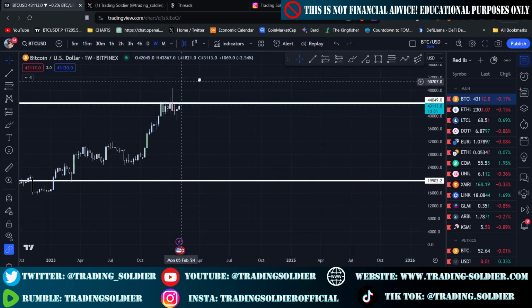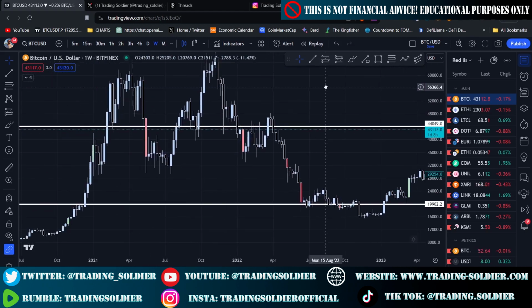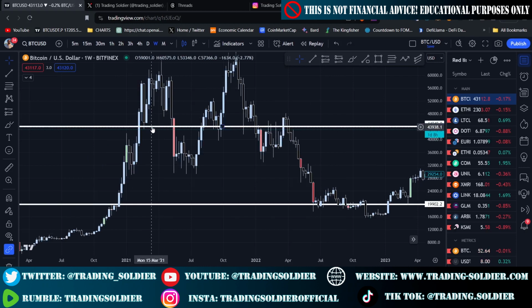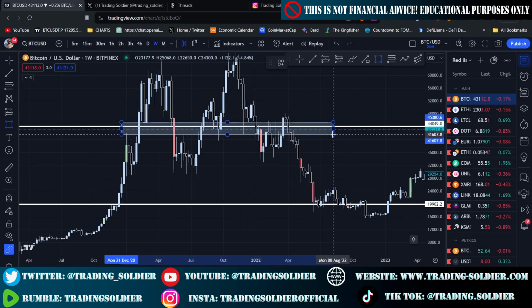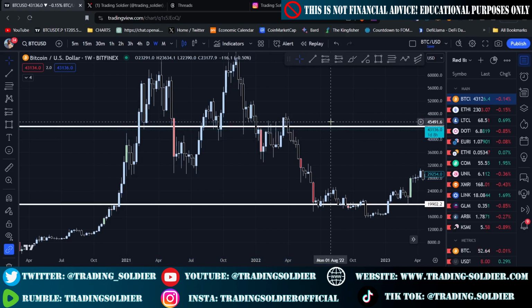Why? Because we can see that the price here was using this area as support. I don't want you to see these lines as exact price points. I want you to see them as areas. We don't say that at $44,000 this is the resistance. No, the resistance area is from 40 to 45, or to 42, okay? There is a tolerance here. It's not an exact point.